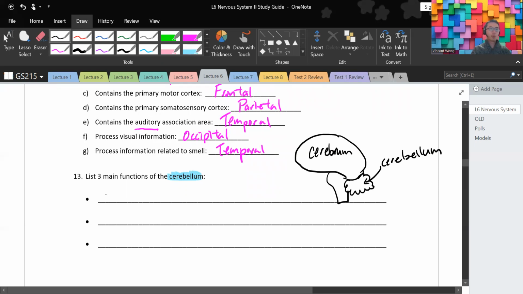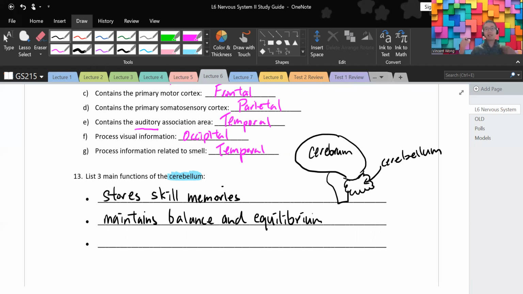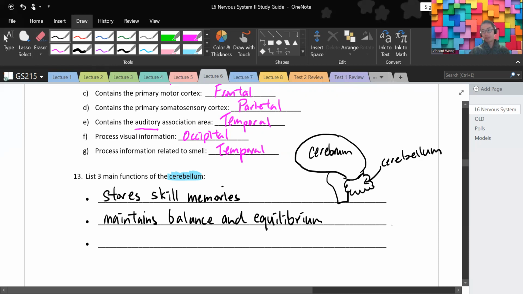So three main functions. We already talked about one of them. It stores skill memory. Riding a bike, typing, shooting a basketball. That's skill memory, stored in the cerebellum. It also maintains balance and equilibrium. If you're walking on the street and you walk over a rock and trip but do not fall, and instead regain balance, then you have the cerebellum to thank.